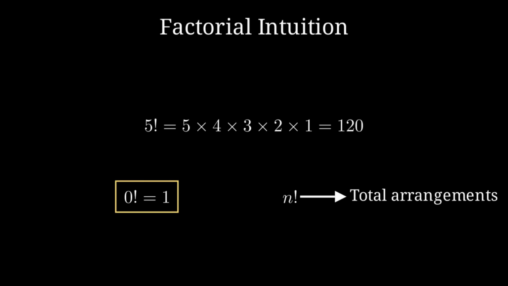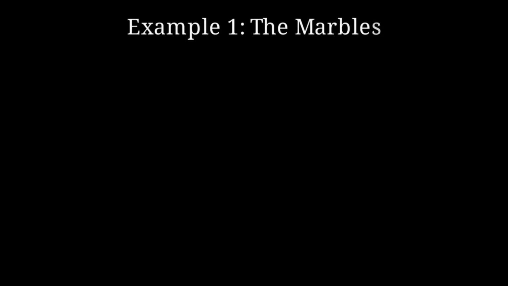Understanding factorials is essential for combinations because they help us quantify the total ways to arrange or select items within our set. Let's look at a tree diagram example.